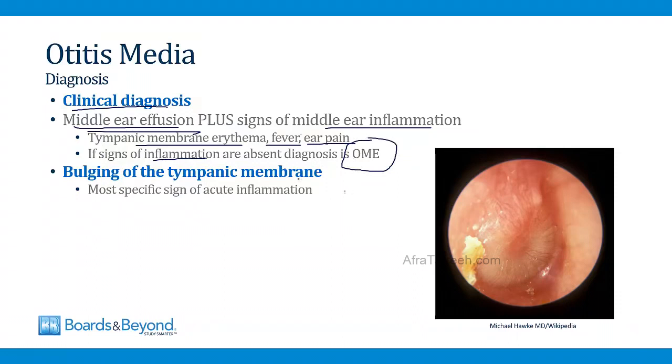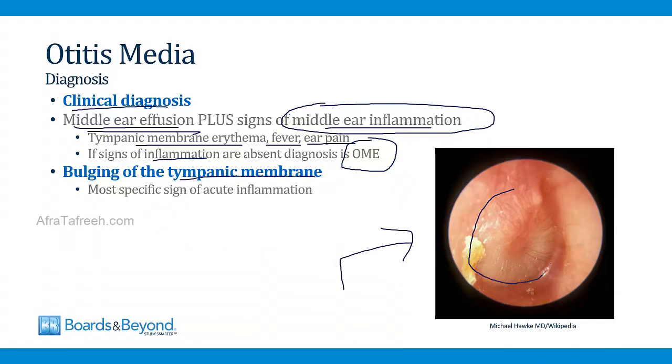To diagnose infectious otitis media, you must see evidence of middle ear inflammation. And a classic sign of middle ear inflammation is bulging of the tympanic membrane. This is the most specific sign of acute inflammation of the middle ear, and that's what's shown in this picture here. So this is the tympanic membrane. You can see there's white pus behind it, and it's bulging out. This is about as classic as it gets for a tympanic membrane in a child with otitis media.